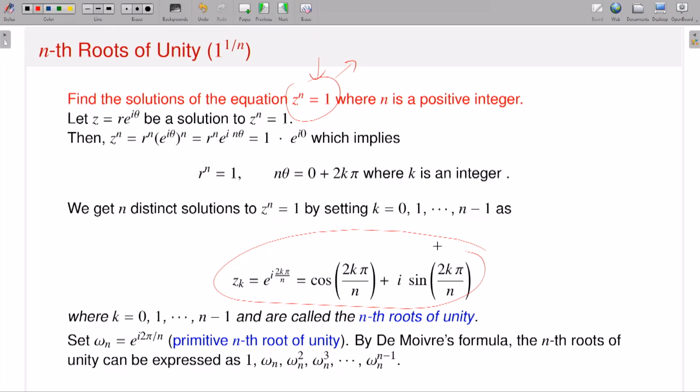So the equation z to the n is equal to 1 has n distinct solutions, and I denote them as zk. What is zk? It is e to the power i times 2k pi by n, which is the same as cosine of 2k pi by n plus i sine 2k pi by n, where k runs from 0 up to n minus 1. If I take k equal to n, it will coincide with z0, z(n+1) coincides with z1, and so on. Therefore you have n distinct solutions. If I say omega n is e to the power 2 pi i by n, the primitive nth root of unity, then all the roots can be written as 1, omega n, omega n squared, up to omega n to the power n minus 1.